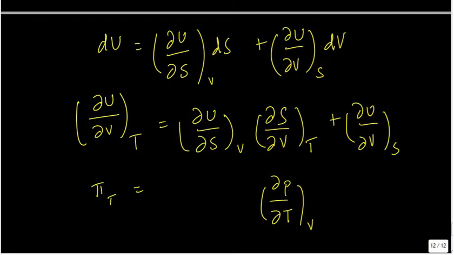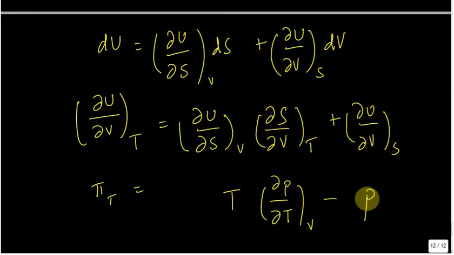Right? Anything else? Just see if del U/del S at constant volume is temperature, very nice. Which equation does it come from? The equation for U. And del U/del V at constant entropy is minus P.